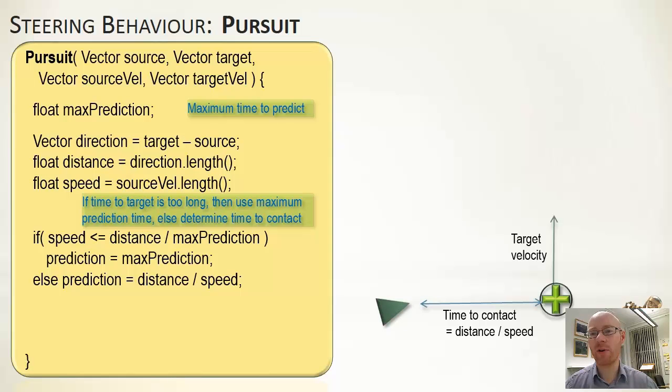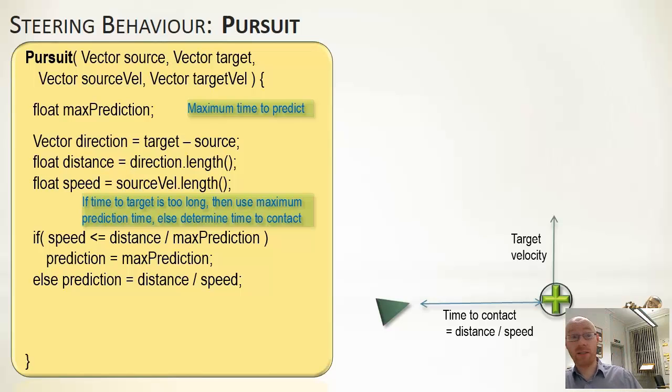So based on our current distance and our speed, if we're 5 seconds away from the target, but we're only willing to predict 2 seconds ahead, then it's only 2 seconds we'll predict. If we're half a second away based on our current velocity, then we'll use that. We'll predict where the target's going to be in half a second as opposed to 2 seconds. So it's a way of sort of fine-tuning it.